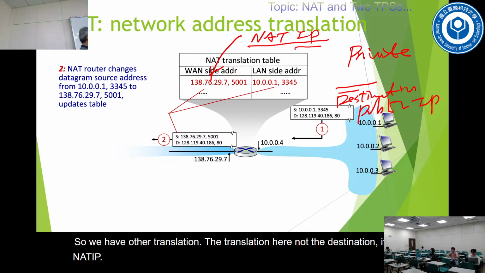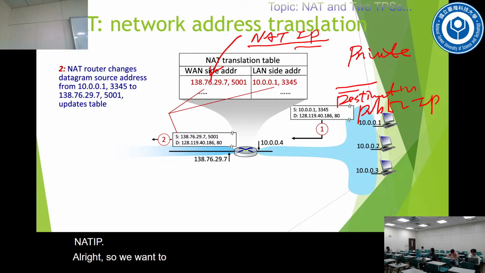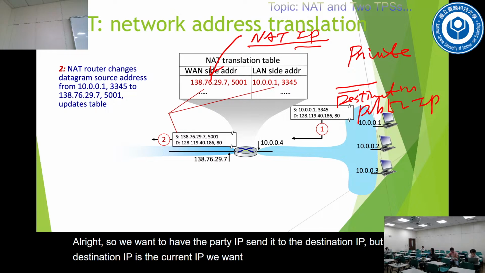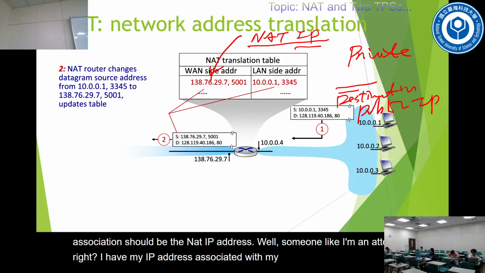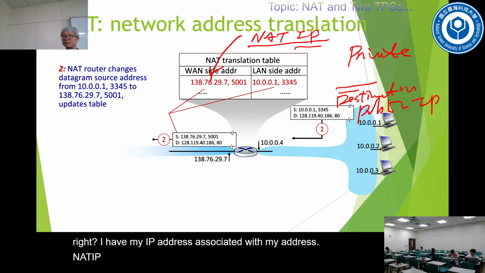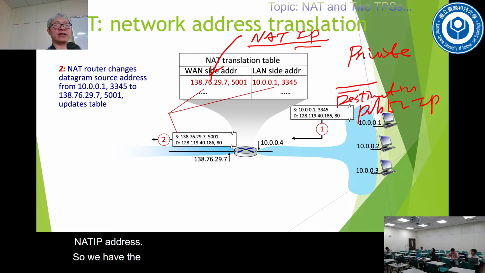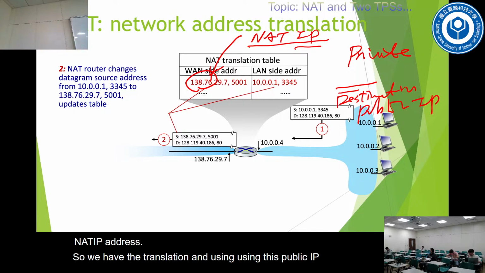So we want the private IP to send to the destination IP, but for the current IP we want to have the association. The association should be the NAT IP address. Someone like me behind a NAT has my IP address associated with the NAT IP address. So we have the translation, using this public IP to stand for my process.